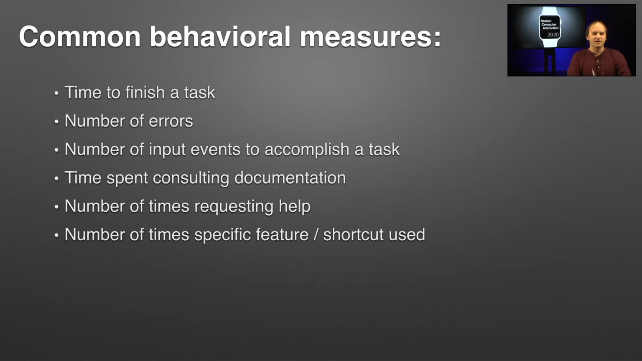So some common behavioral measures. I think I've mentioned a number of these already: time to finish a task, number of errors while completing a task, how many input events, how many clicks does it take, how many times does the user look for help or ask for help, or how many times do they use a specific feature that you've provided.